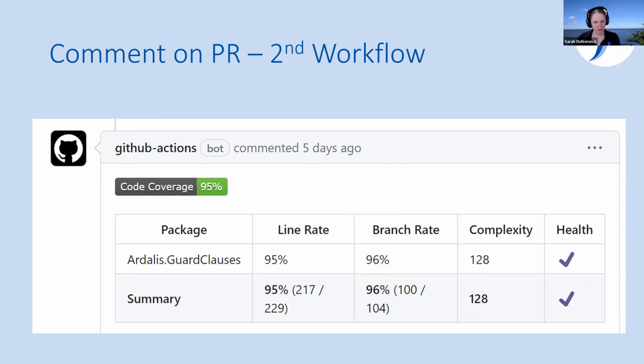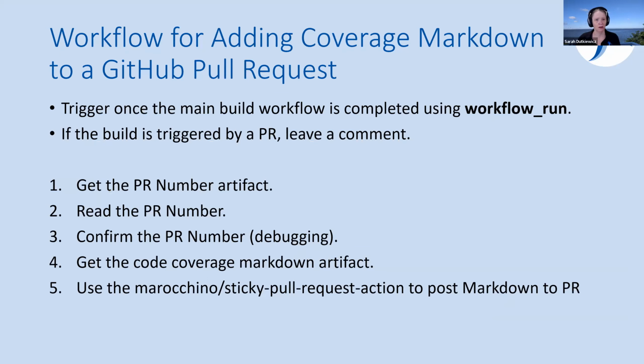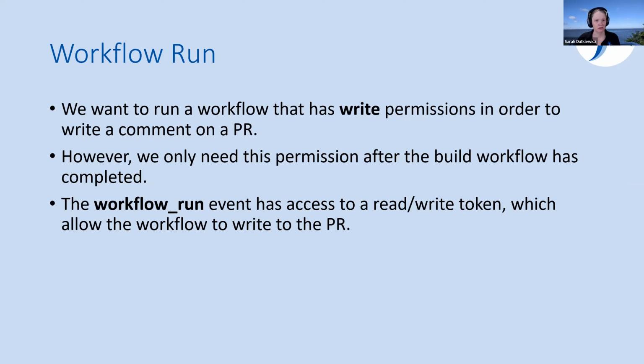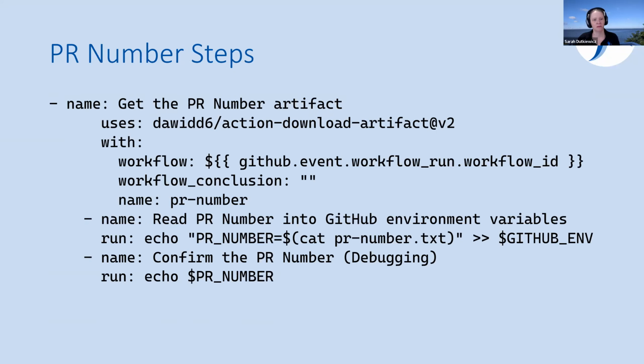So the second workflow is what actually puts the comment on the PR and is triggered again through the workflow run event. And we use marocchino's sticky pull request action for adding that markdown to the PR. Again, workflow run has that read write token that we needed. And so that's why we use workflow run with our PR number steps.